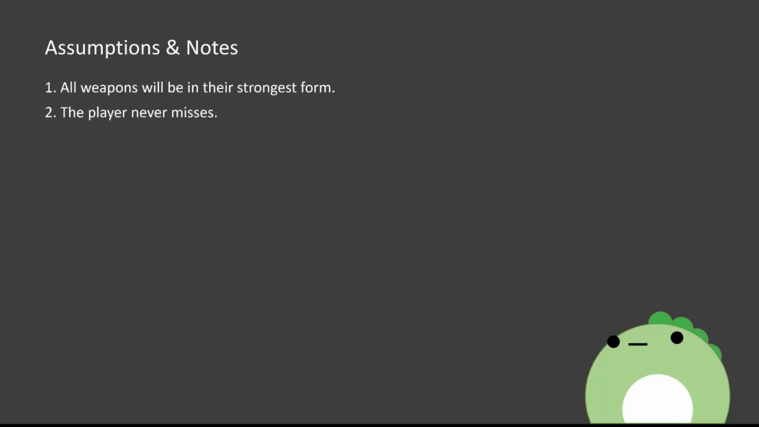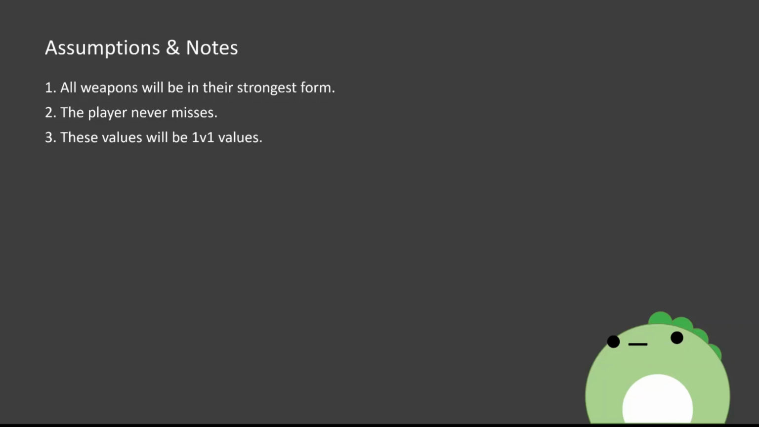The first thing to do is lay out the assumptions and notes for the calculations I'm going to be doing. Assumption 1, all weapons will be in their final form, so that basically means netherite weapons. Assumption 2, the player never misses. Some weapons are harder than others to hit, but for the purposes of my calculations, I assume that if you're intending to hit, your weapon will hit. So if you're using like a bow, I'm assuming you're going to hit with the bow. These are melee weapons.